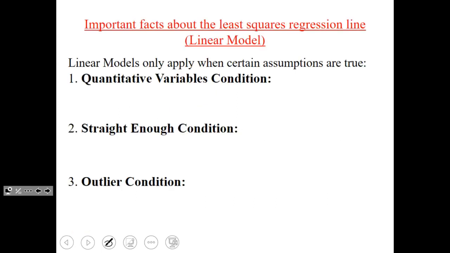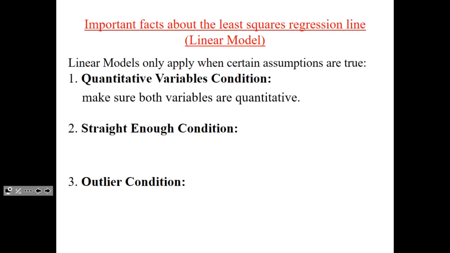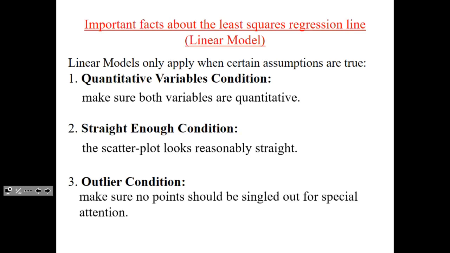So some important facts to remember when you go to make this linear model. First of all, has to be quantitative variables. The data also has to be straight enough, and that we get that from looking at the scatter plot, and does it look reasonably straight. Lastly, outliers. No point has to be singled out for special attention. So if you have outliers that are causing a significant influence, we want to mention that, and we might have to calculate it with and without the outlier.